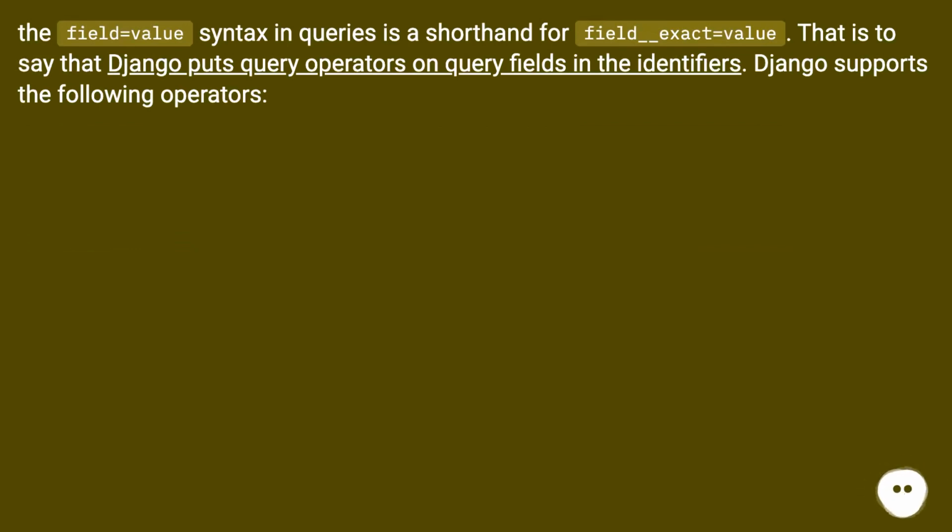The field equals value syntax in queries is a shorthand for field _exact equals value. That is to say that Django puts query operators on query fields in the identifiers. Django supports the following operators.